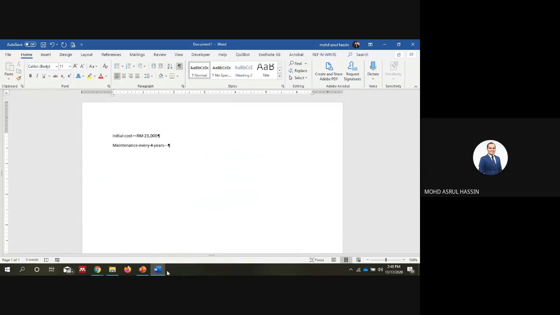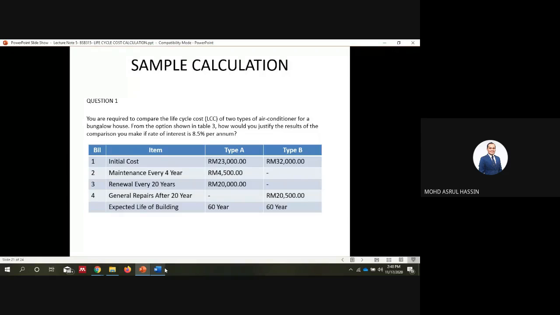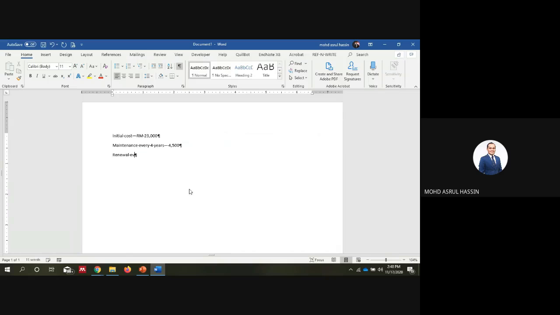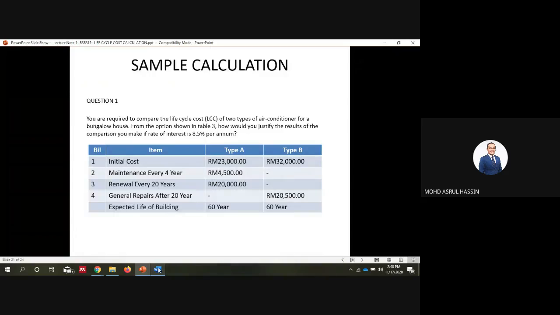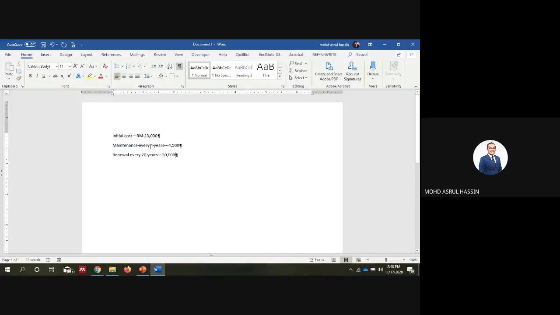Okay, 4,500. So how to calculate this maintenance? I'll show you later. And then renewal every 20 years. Renewal every 20 years. How much? 20,000. Okay. So general repair for the type B, I show you how to calculate for the type A only. Expected life of building 60 years means that this maintenance every 4 years.